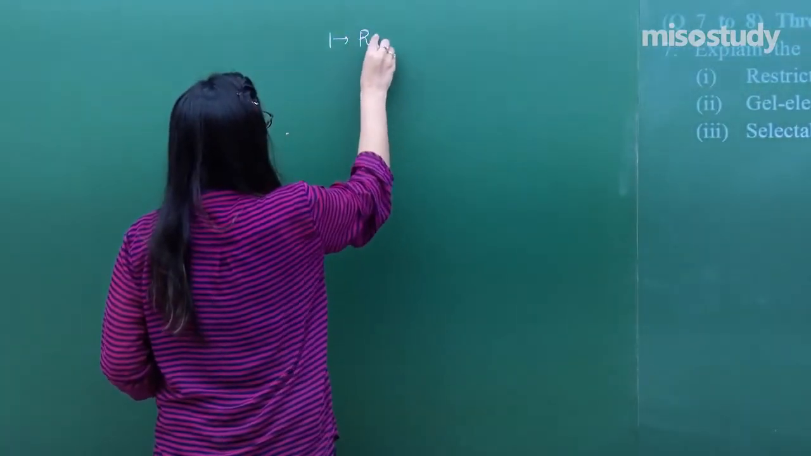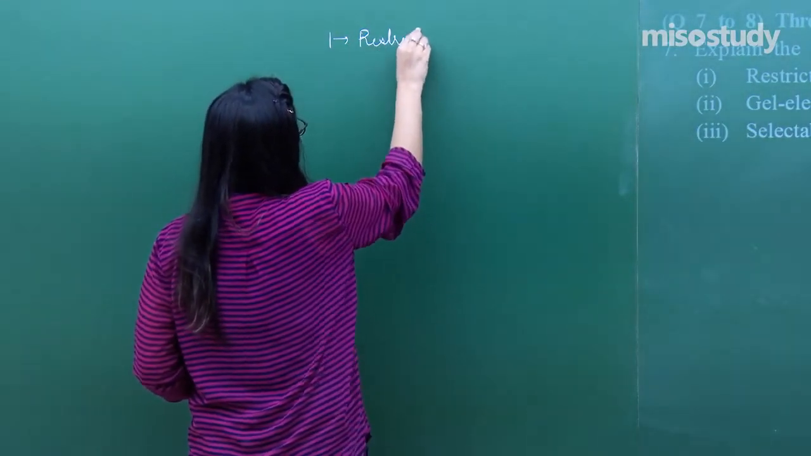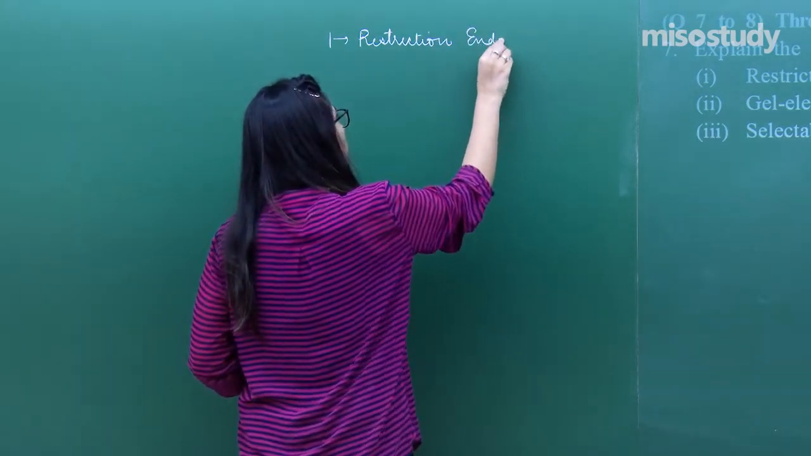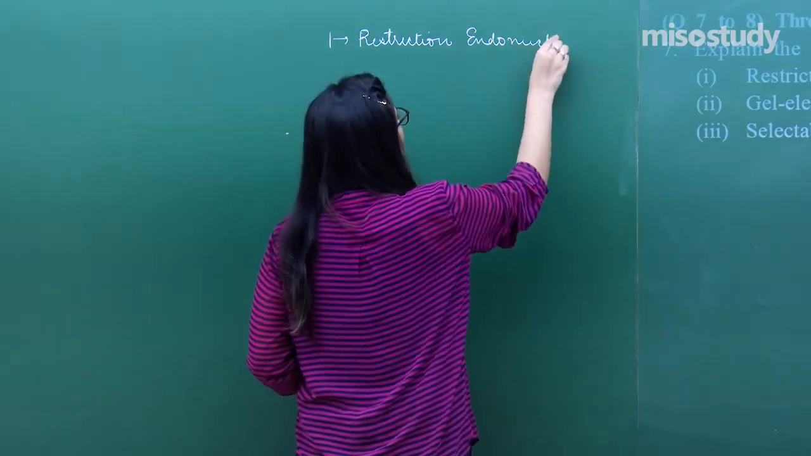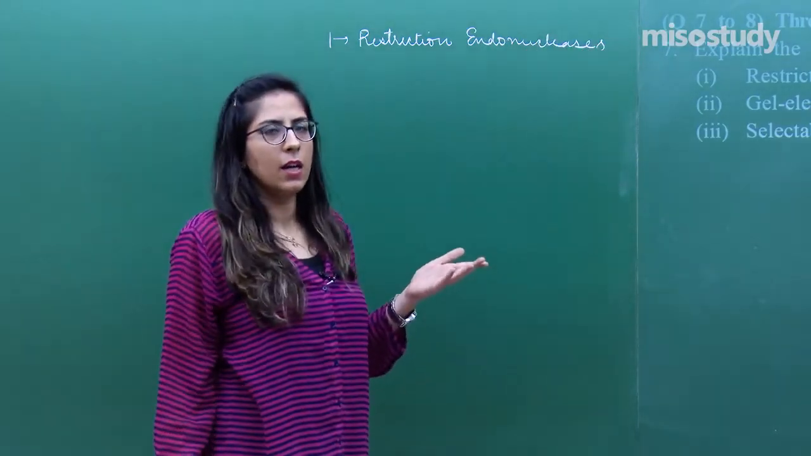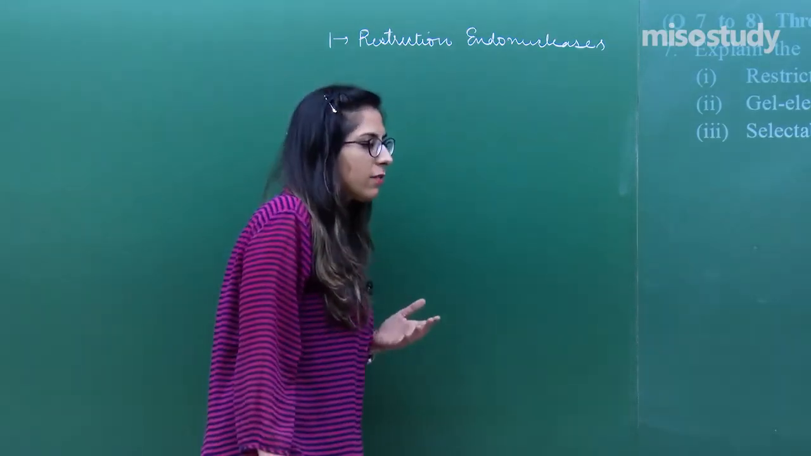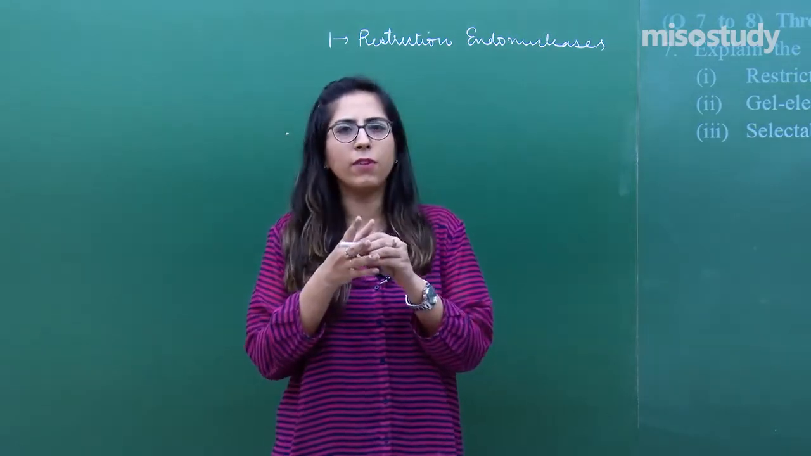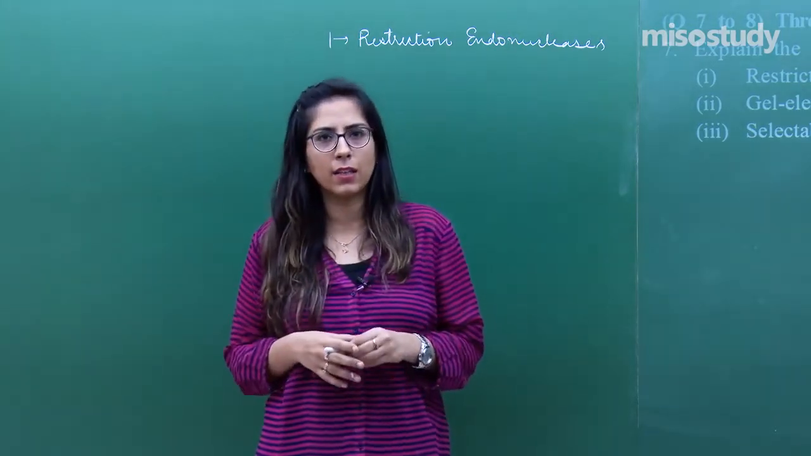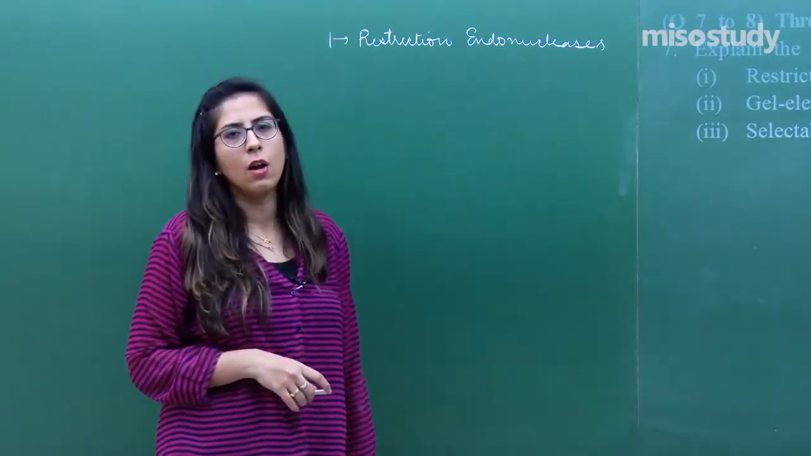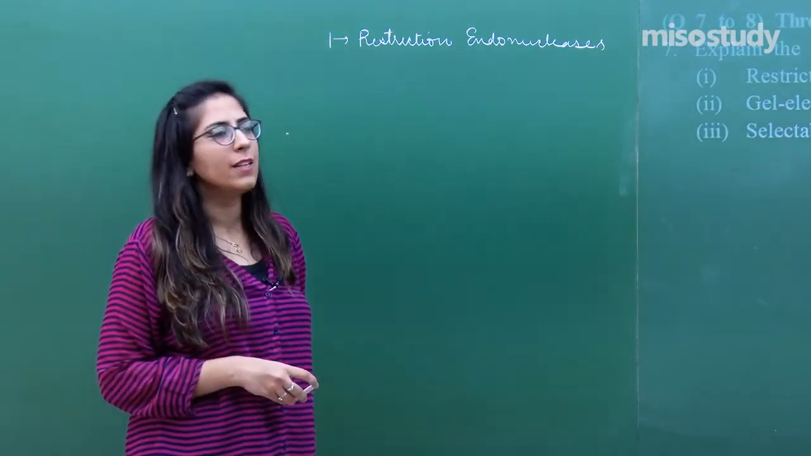First of all, we have restriction endonucleases. Restriction endonucleases are called molecular scissors. Why we use these molecular scissors is that we want to make a specific cut in the DNA. That is done with the help of these restriction endonucleases, also called molecular scissors.